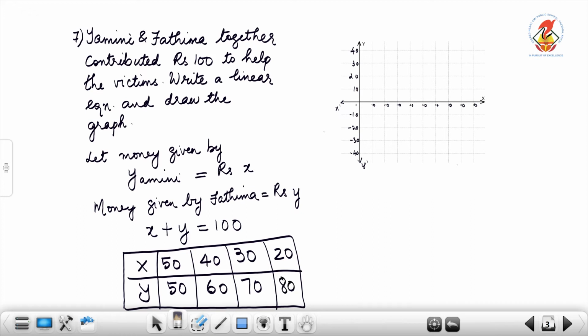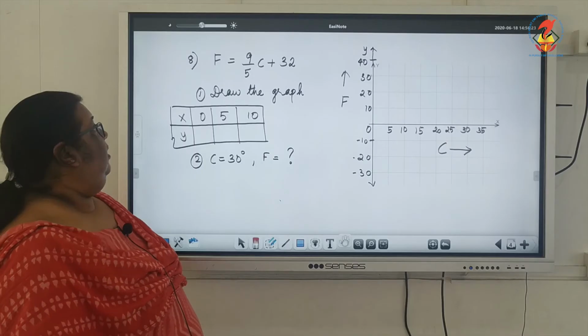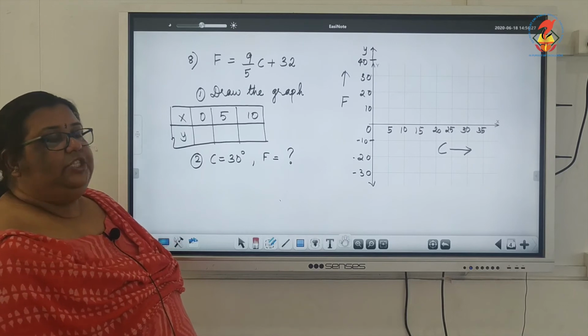Since it's a linear equation in two variables, you will get infinitely many values. You just need to write 3 or 4 values and then plot the points. You can plot the points, join them, and you will get a straight line. In our next question, the temperature and Fahrenheit connection is given.